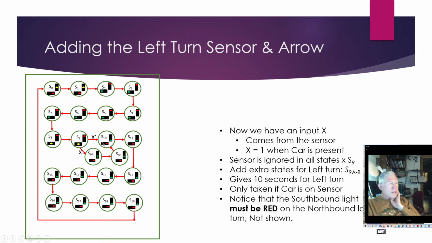like we did before. Now, if, on the other hand, we get to S9 and our sensor is 0, x prime, then we just go straight on to S10, and we never have the green arrow light. Now I didn't put it in here, but you also have to make sure that the southbound light stays red. You can't let it turn to green, otherwise you're going to hit your left turning cars. Probably should put that in somewhere.